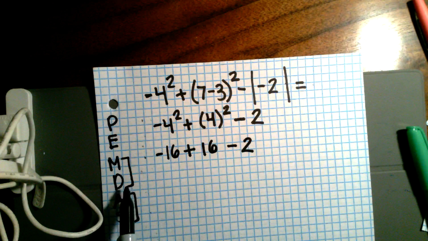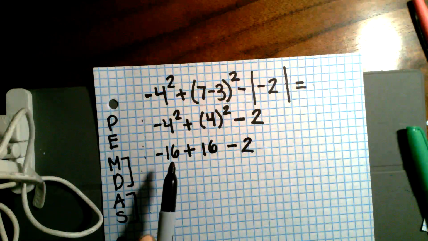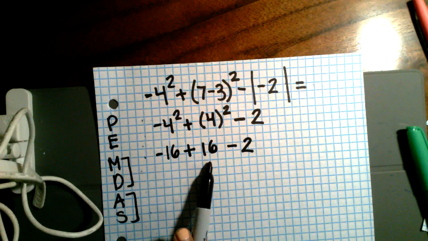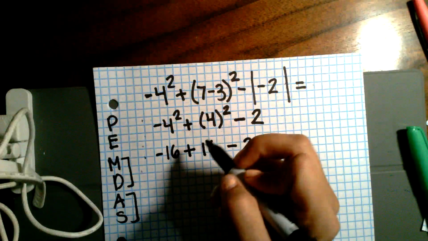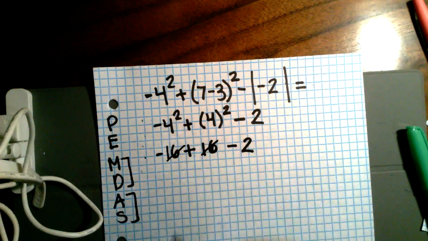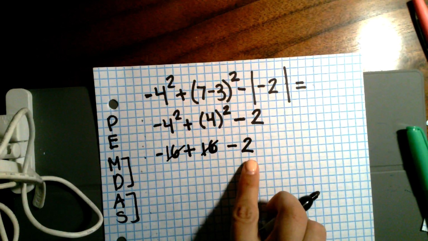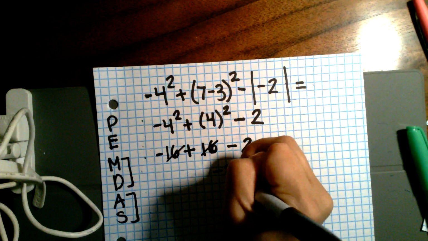Multiplication and division, don't see any of that. Addition and subtraction, sure do. Negative 16 plus 16, well, that's actually a 0 pair. Those cancel out. That's kind of nice. And we just are left with a negative 2.